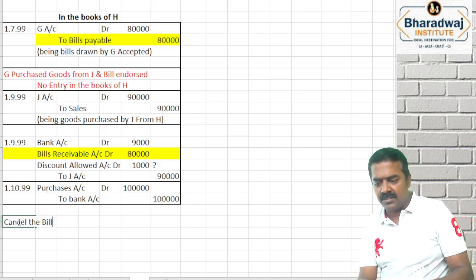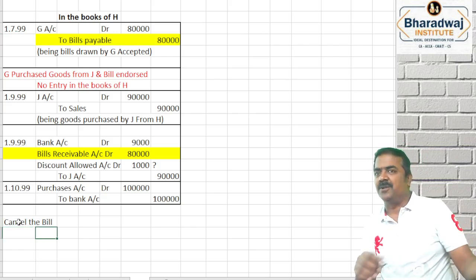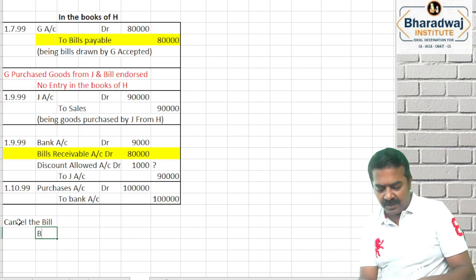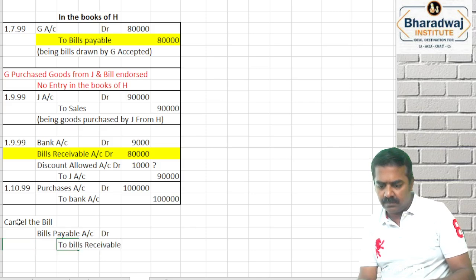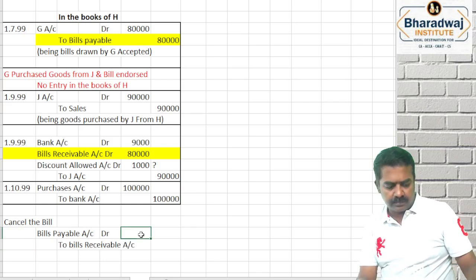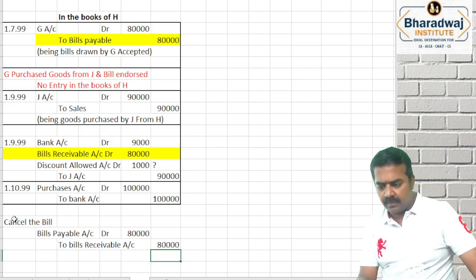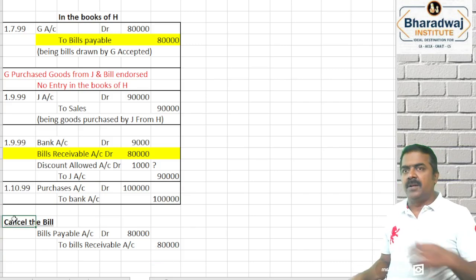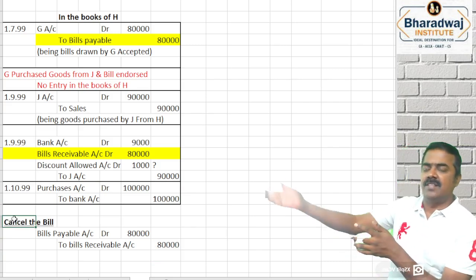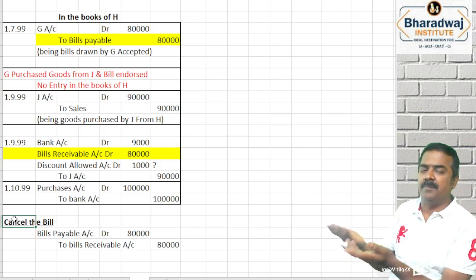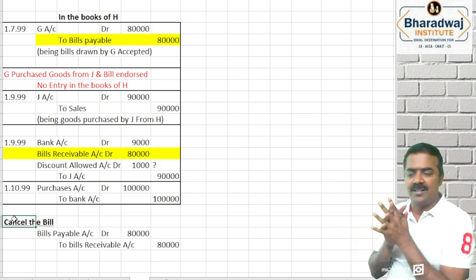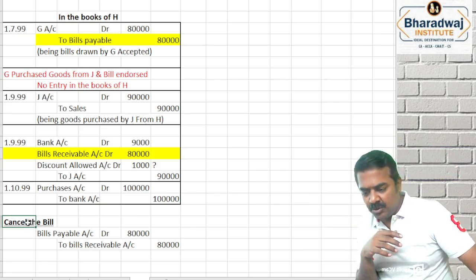We have to cancel the bills. Why cancel the bill? You cannot pay to yourself, you cannot take money from yourself. What is the entry you will pass? Bills payable account debit to bills receivable account. Very simple. I accept the bill. You endorse the bill. If the same bill comes back to me, then I need not pay or I will not collect from anybody. So cancel the mutual bill. Cancel the mutual bill.